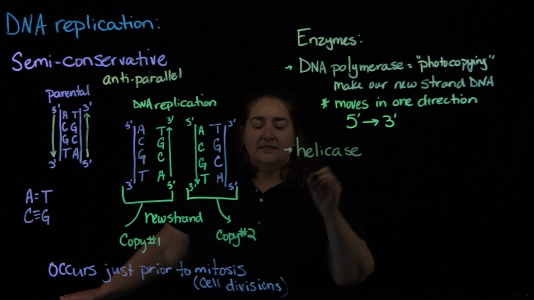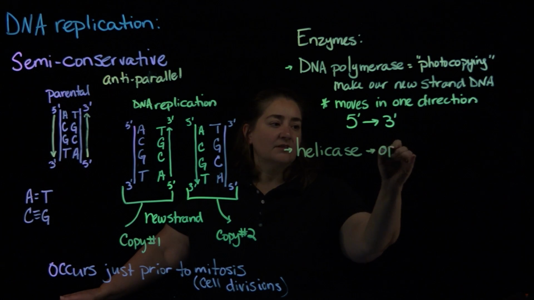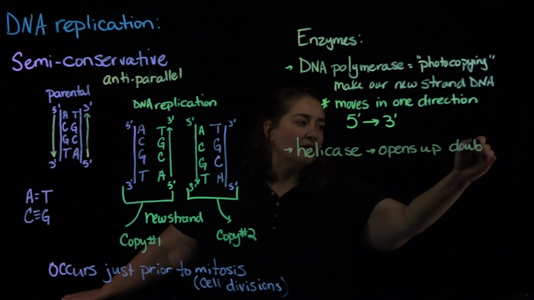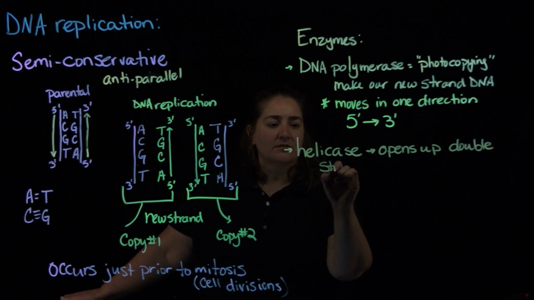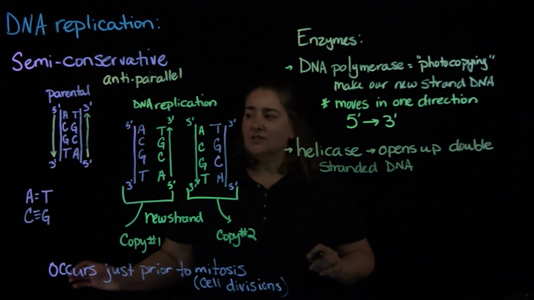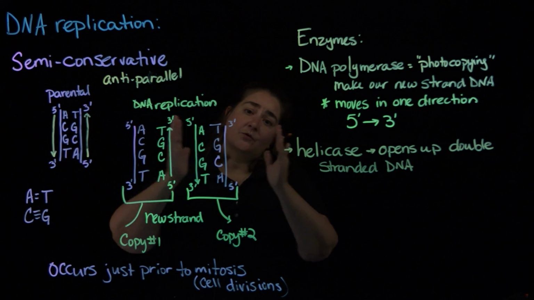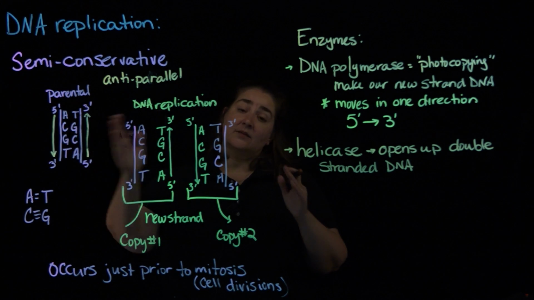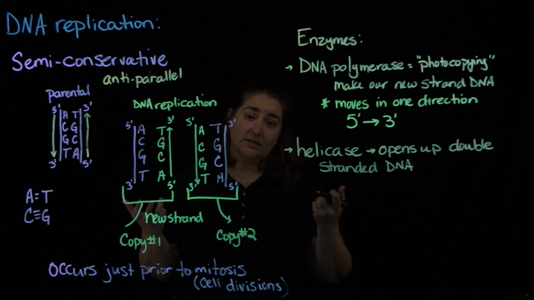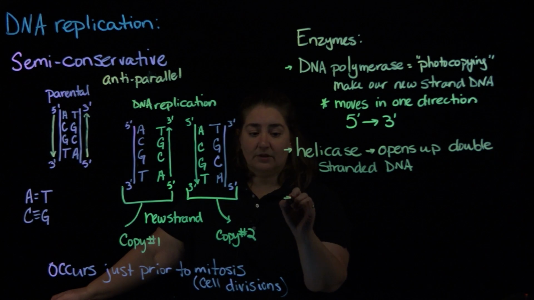We are going to have an enzyme called helicase. That helicase is what opens up our double-stranded DNA. So in my short schematic over here, what we have to do with that parental strand is pull them apart. We have to separate them. And it's going to be DNA helicase that's going to separate those strands of DNA so that we can start the process of DNA replication, okay?